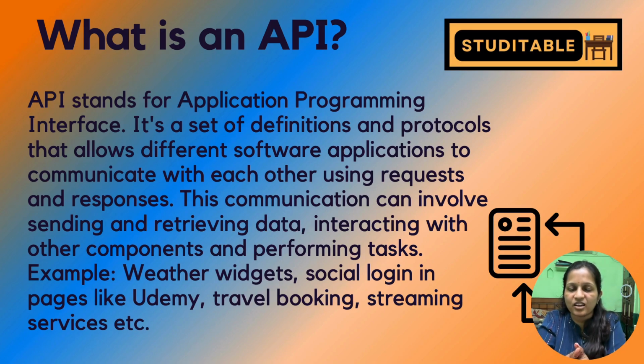So a middleman is there, which is the waiter, who takes the orders, goes to the kitchen, comes back with the food and gives it to you. So that's our API. That is an interface in between the client and the server.